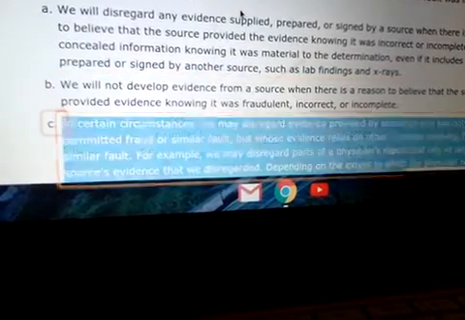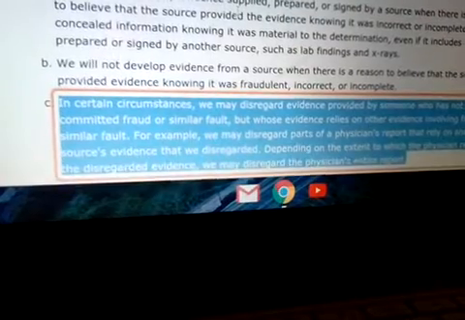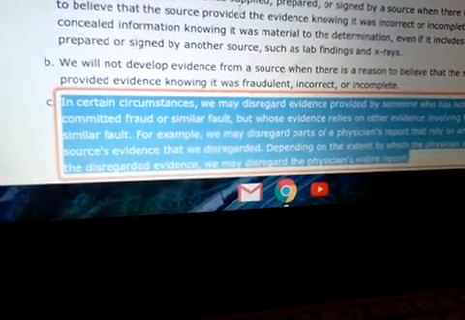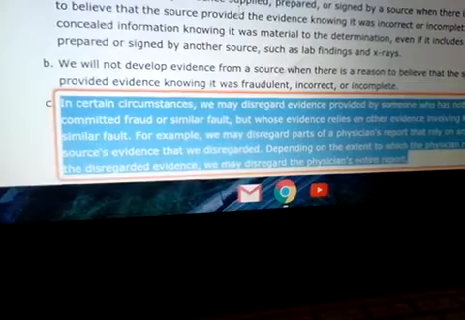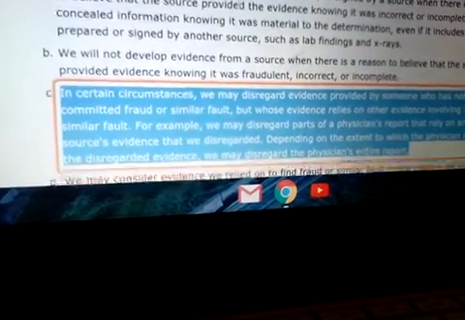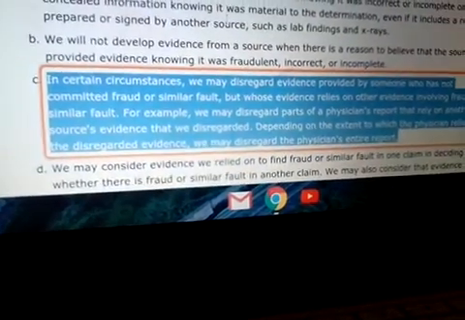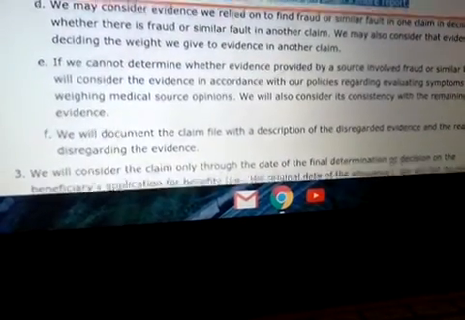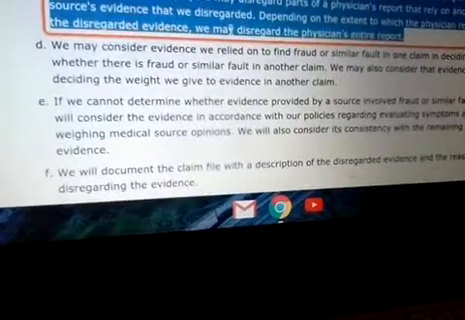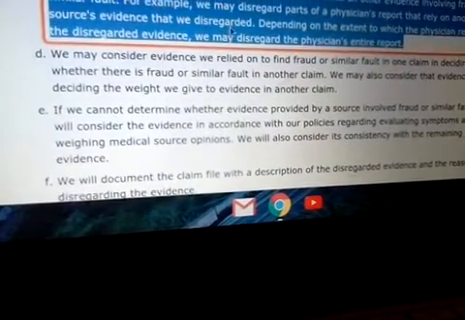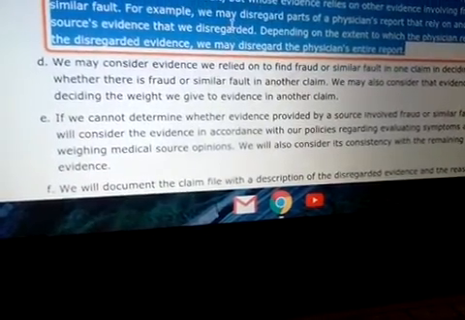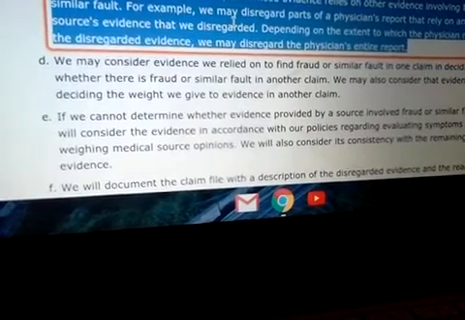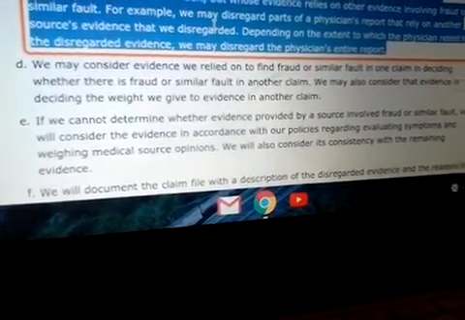C. In certain circumstances, we may disregard evidence provided by someone who has not committed fraud or similar fault, but whose evidence relies on other evidence involving fraud or similar fault. For example, we may disregard parts of a physician's report that rely on another source's evidence that we disregarded, depending on the extent to which the physician relied on the disregarded evidence. We may disregard the physician's entire report.